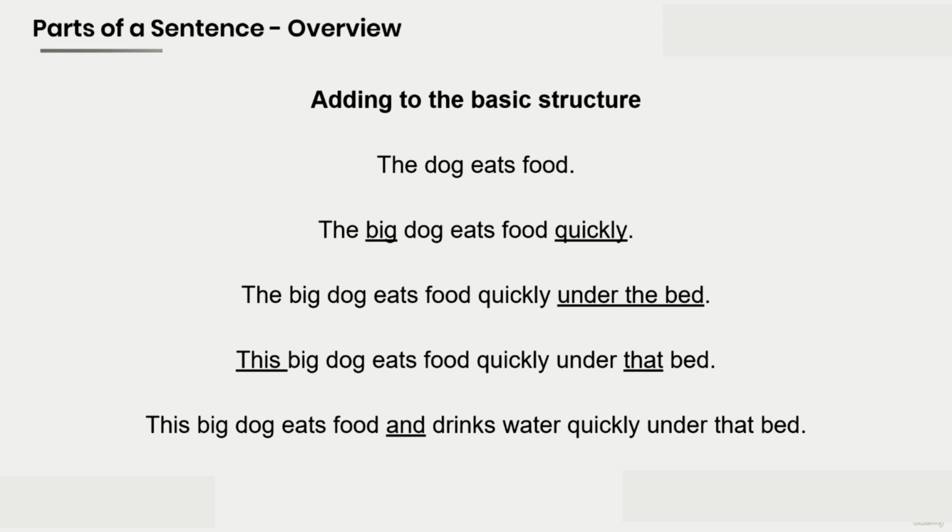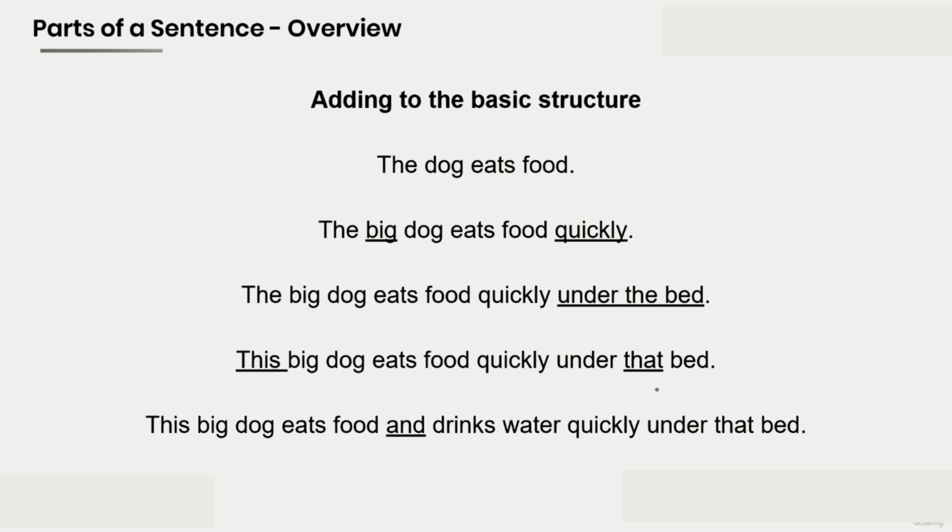So you can see here, right? "The dog eats food." Just by adding a few words: "The big dog eats food quickly." Okay, we're adding more complexity. "The big dog eats food quickly under the bed." Okay, we're continuing to add. "This big dog eats food quickly under that bed." We're adding more information. We're getting more specific.